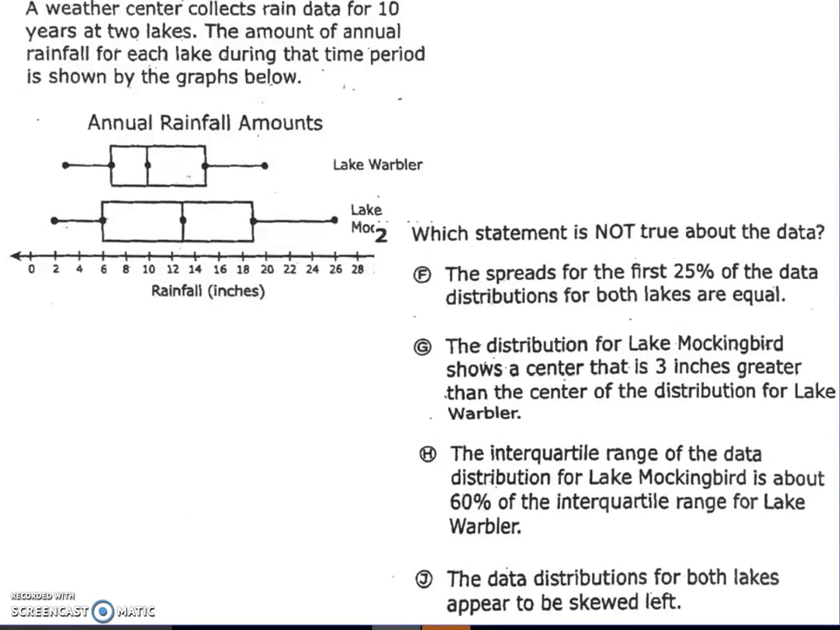Which statement is not true about the data? The spreads for the first 25% of the data distributions for both lakes are equal. Okay, this looks like 7, and this looks like 3. 7 minus 3 is 4, and this looks like 6, and this looks like 2. 6 minus 2 is 4, so this is true, but I want the one that's not true.